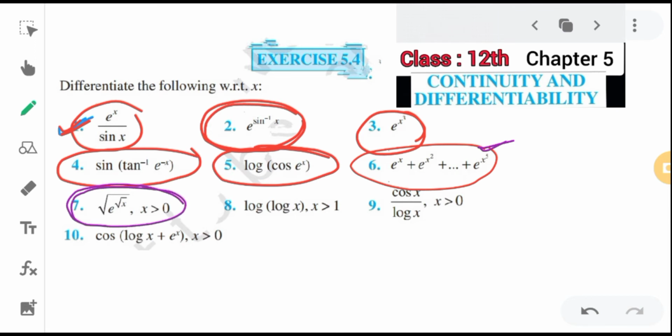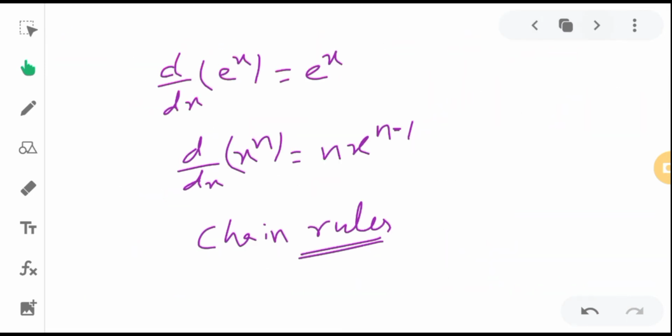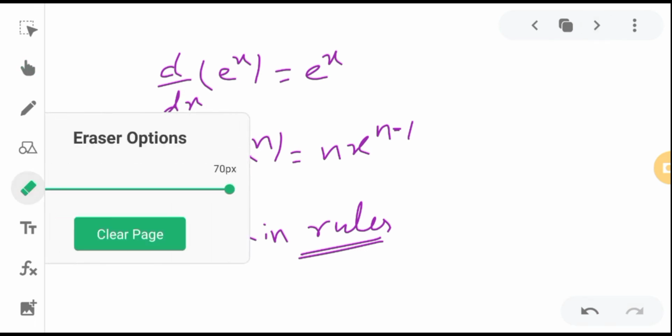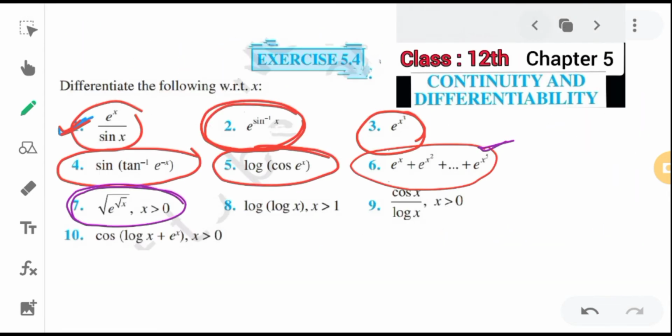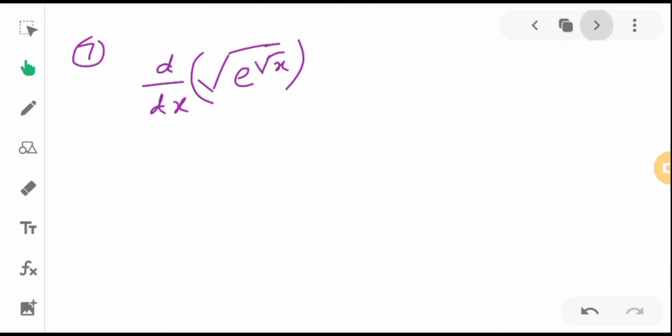The seventh question is to find the derivative of the square root of e to the power root x. First I will write the question here, and then verify that I wrote it correctly. So the question is to find the derivative of the square root of e to the power root x.